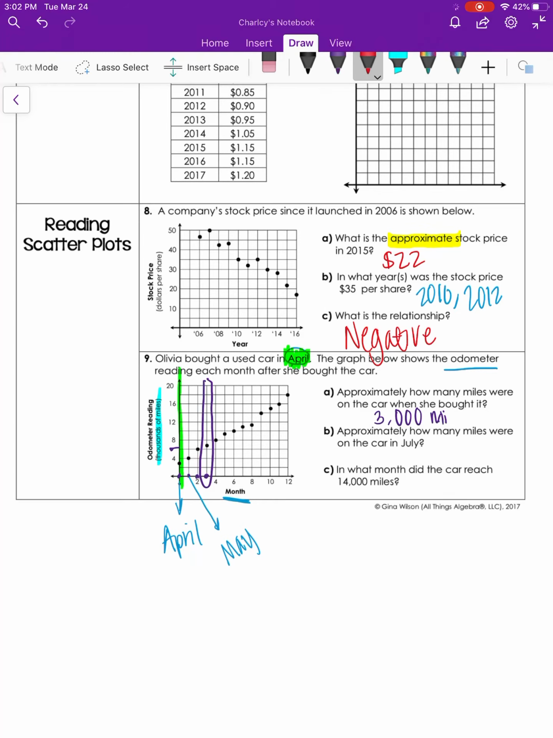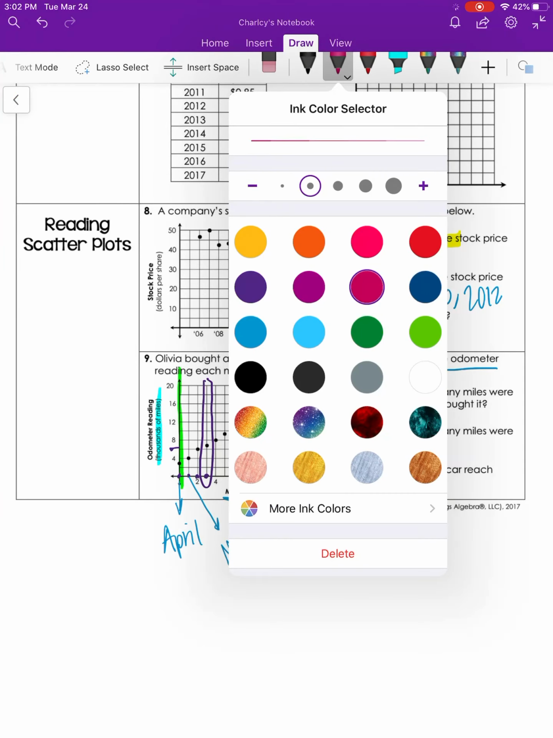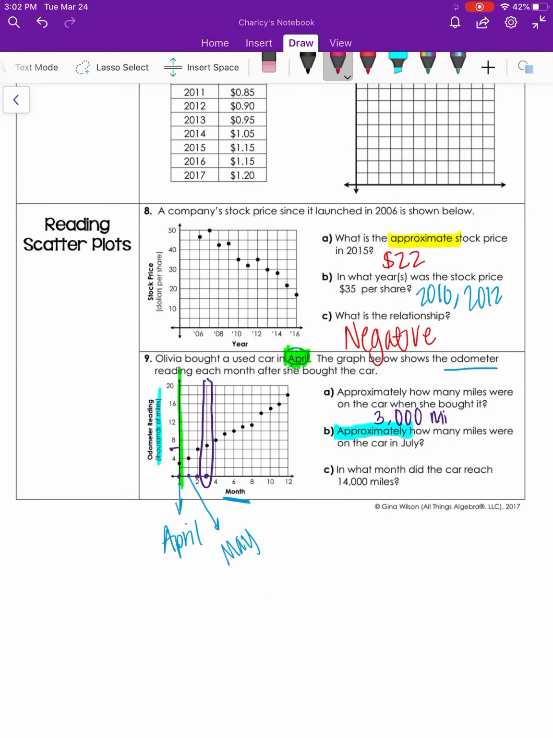Now, again, they're asking you to find the approximate. You don't have to be perfect at this because Lord knows I'm not. So we're just estimating. So it's between 6 and 8, but closer to 6. So I'm going to estimate it to be about 6,500 miles. Now, if you had 6,700, 6,800, whatever, that's fine. You can estimate it however you want. That was just my estimation because I saw that it was between 6 and 8, but closer to 6, okay?